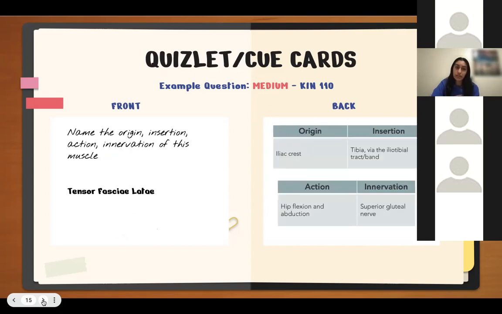And then this would fall under the medium category. So still 110, you can name the origin, insertion, action, and innervation of the muscle and have the answers on the back.